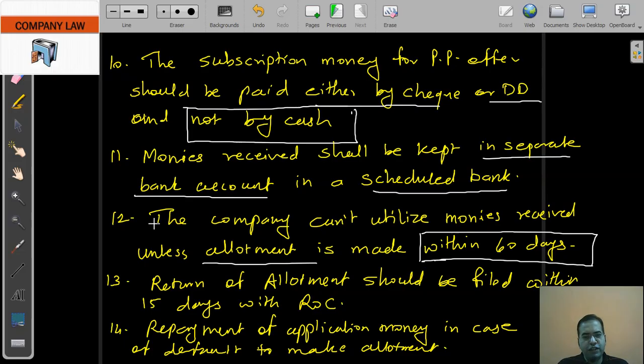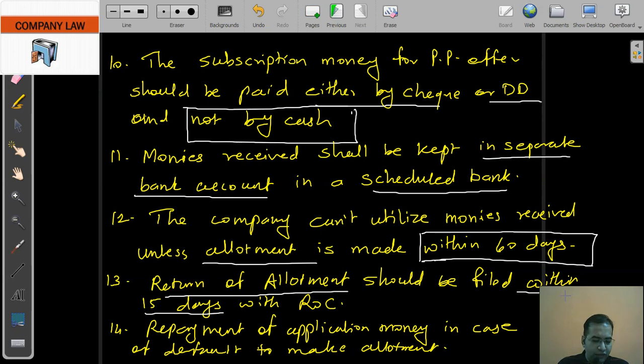After issuance and allotment of the securities, the return of allotment should be filed with the registrar of companies within a period of 15 days. So we say the return of allotment has to be filed with the ROC within a period of 15 days. Now it may so happen that the company is not allotting the securities within the period given. In case default is made, the application money should be repaid within a period of 15 days.